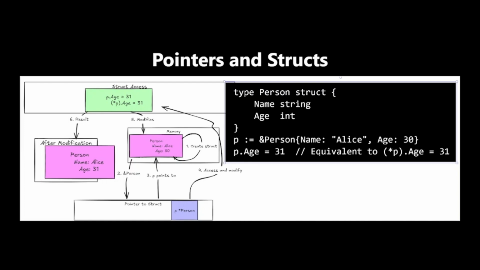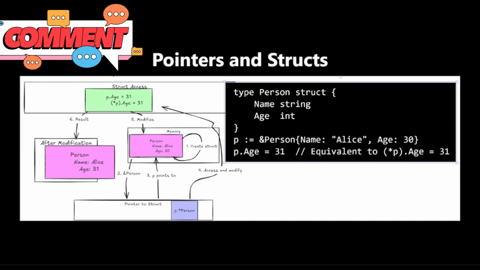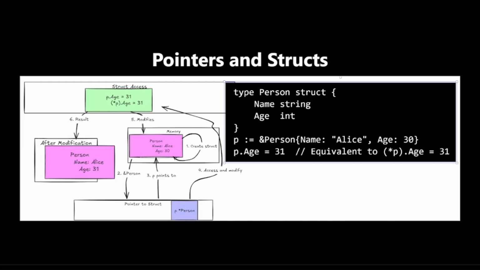Remember, using pointers to structs can be more efficient, especially when working with large structs, as we are not copying the entire struct when passing it to functions or making modifications. Understanding this concept is crucial for effective Go programming, especially when you start working with methods and interfaces, where pointer receivers become important.